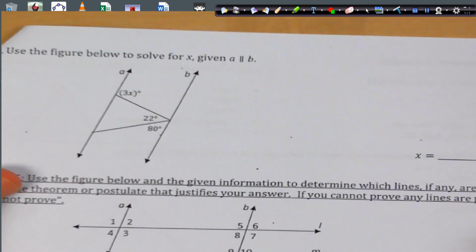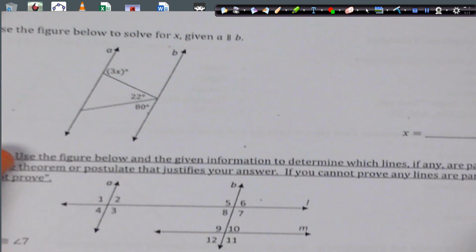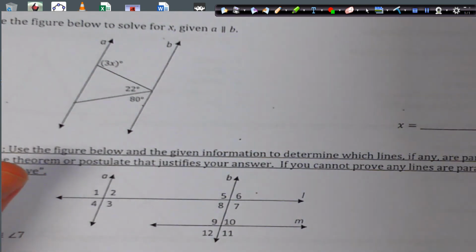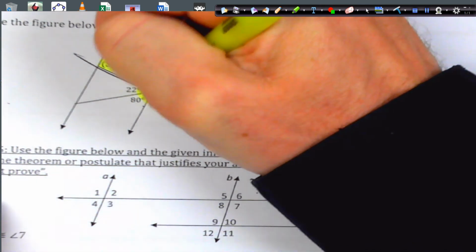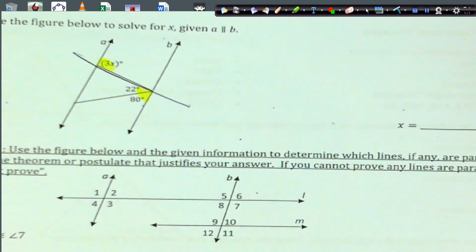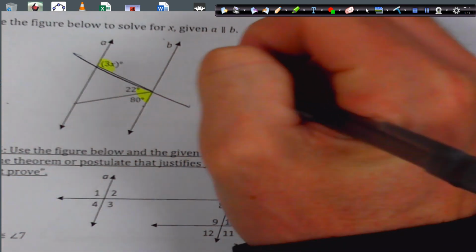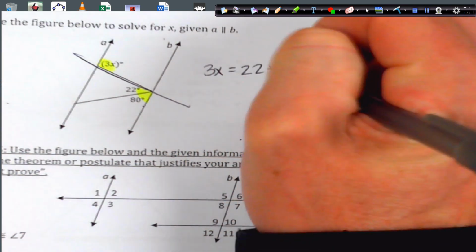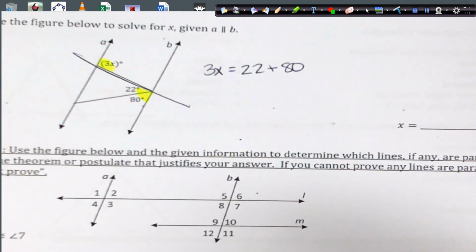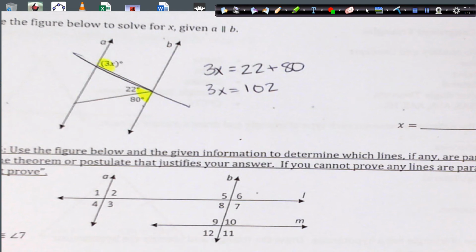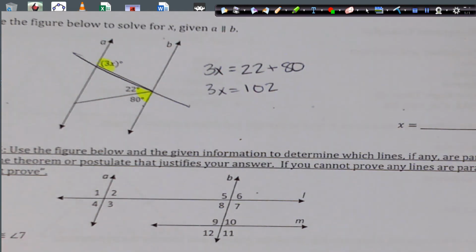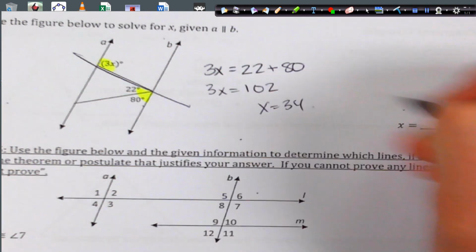Okay, use the figure below. A and B are parallel. Okay, so this one's actually pretty tricky here because our transversal is this guy right here cutting through, and that means this angle and this whole angle are alternate interior angles. So 3x is not equal to 22, but it's actually equal to 22 plus 80. So it's equal to both. So we get 3x equals 102, and then it goes into that 34 times for our final answer.